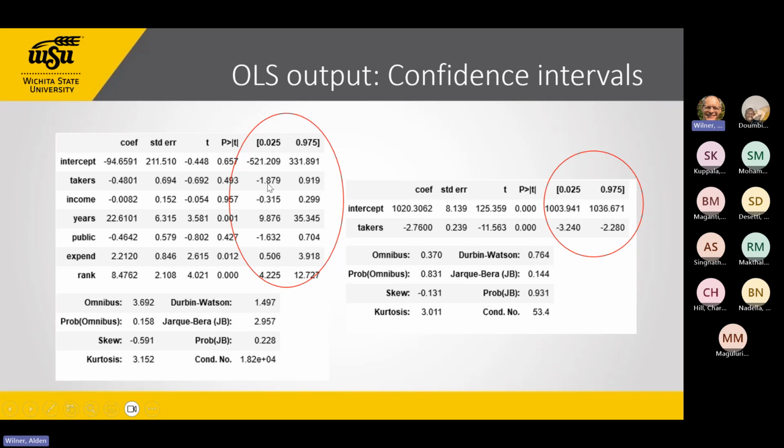Our takers spans 0, from minus 1.87 to 0.919. Our p-value on the t-statistic is 65% and 49%. So in the full model, the takers and the intercept, we can see that they're not particularly useful when compared to the other variables that we have available to us.